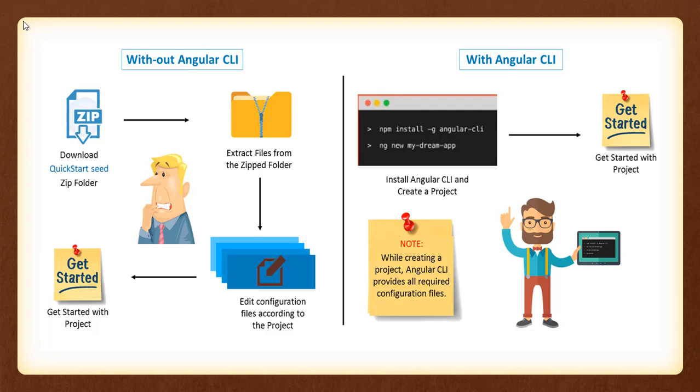So what happens if we use Angular CLI? In order to use the Angular command line interface, we need to install Angular CLI globally. In the next slide we will talk about how to install Angular CLI and other things. If we create the project with the help of Angular CLI, it provides all required configuration files. You need not edit the project. Automatically it will create everything you need for an Angular project, and we can get started. So this is a very simple way to create the project with the help of Angular CLI.